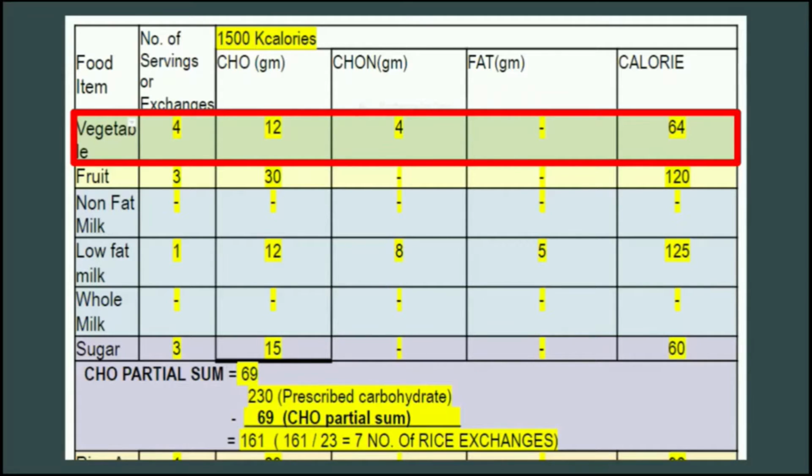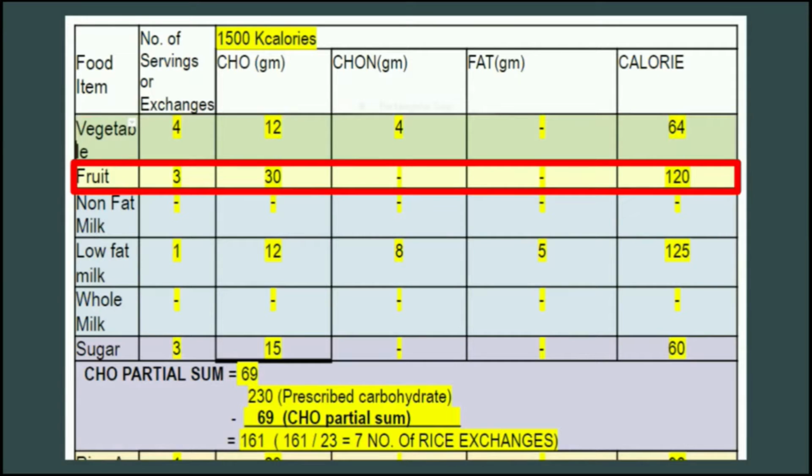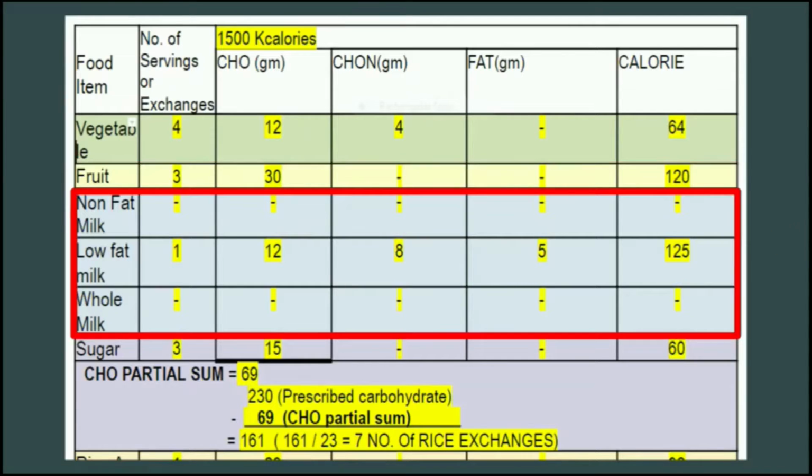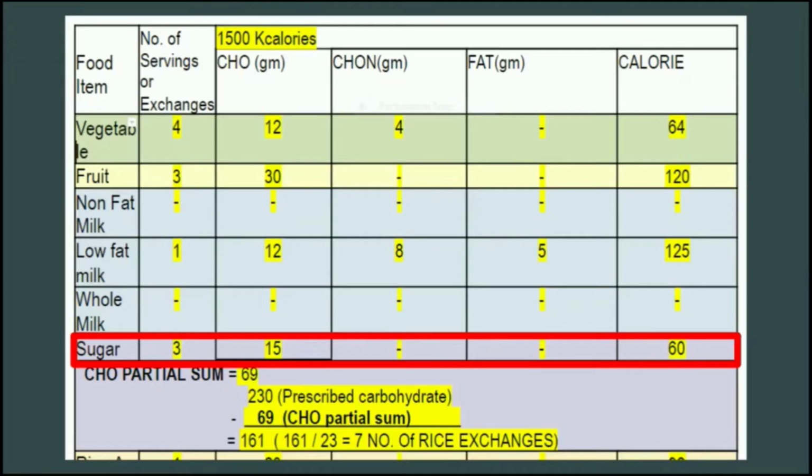Next is to allow 3 to 5 exchanges of fruits per day, and last, there is a need for drastic restriction of simple carbohydrates. Also allow at least 1 exchange of milk, which can either be low-fat, non-fat, or whole milk, if tolerated. The amount and type of milk depends upon the client's needs and health conditions. Lastly, allow 3 to 6 exchanges of sugar per day unless contraindicated.